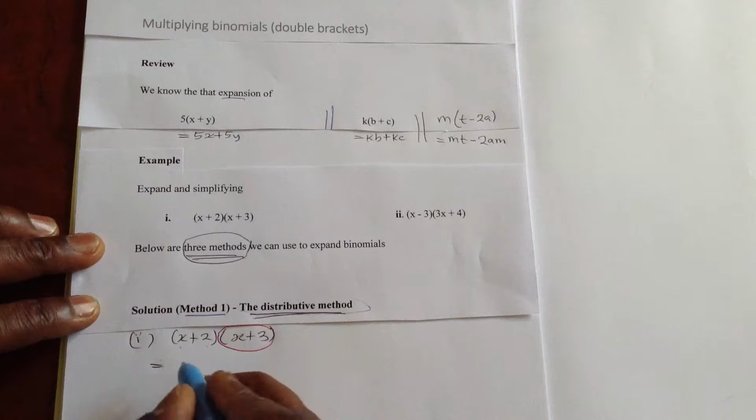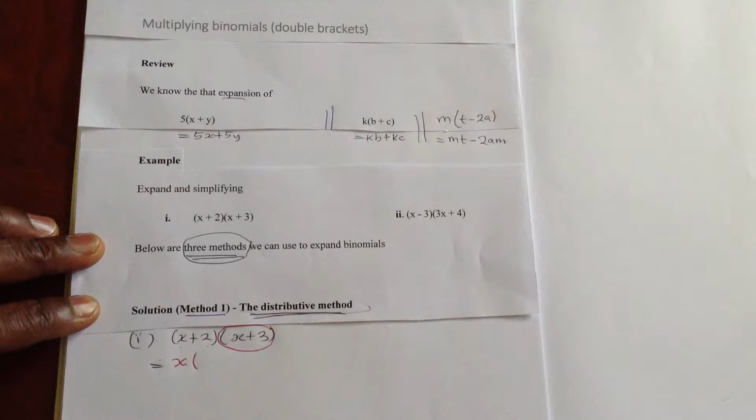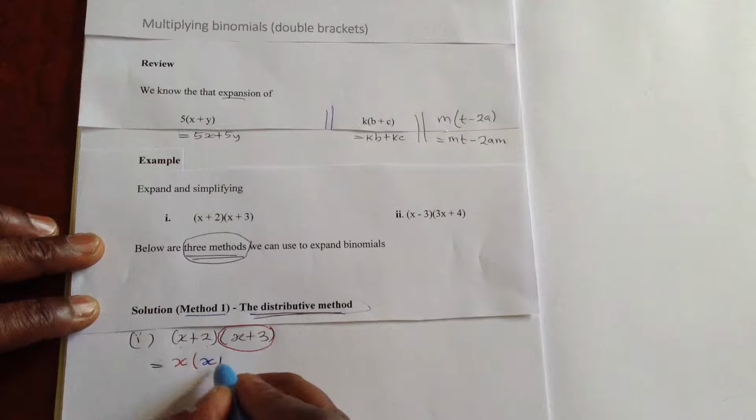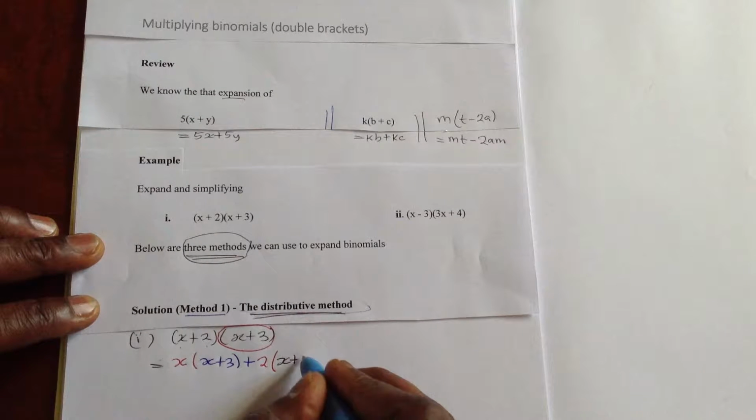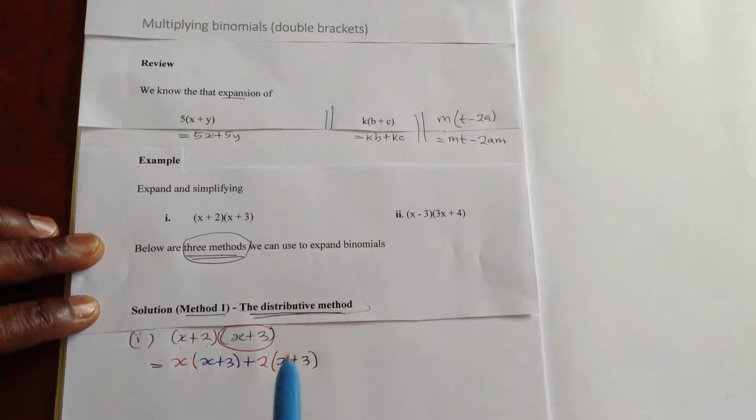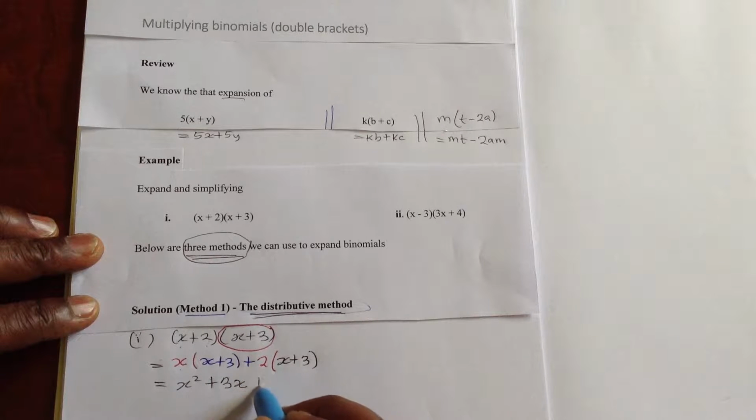So that will give me x into, so I have this bracket which is x add 3, add the 2 into x add 3. So I've done the distribution. I've distributed this bracket to the 2 terms in the first bracket. I will then expand this to give me x squared add 3x, and then I expand this to give me 2x add 6. This then simplifies to be x squared add 5x add 6.